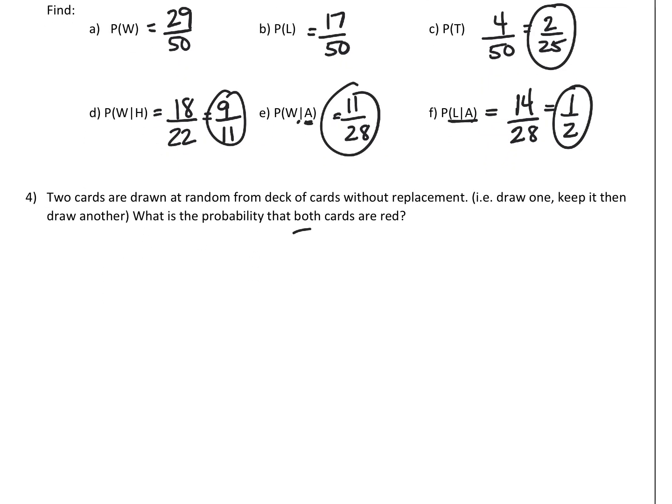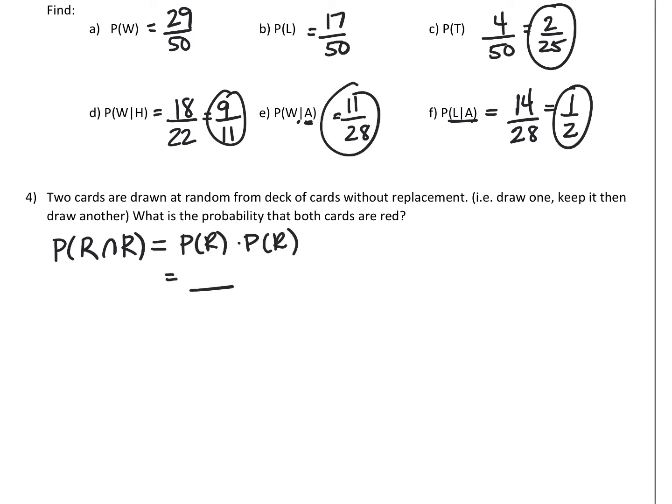Okay, question number 4 says, 2 cards are drawn at random from a deck of cards without replacement. So you draw one, you keep it, then you draw another. What is the probability that both cards are red? So I just wanted to do a question like this because we never looked at one of these in the last section because we were looking at only independent events there, but this is a dependent and question. I want to get a red and then a red, but the difference here is that I'm going to keep the first card and then draw another.